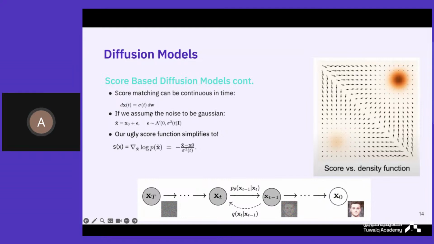Okay, so if we assume the noise to be Gaussian, basically the noised image is equal to the original image plus some epsilon noise, and this epsilon noise is from a standard Gaussian distribution. Our ugly score function, the one we showed earlier, which is the gradient of the log of the PDF of the dataset, would simplify to be the difference between the two images, in this case the noised image minus the original image, divided by the variance in this case.